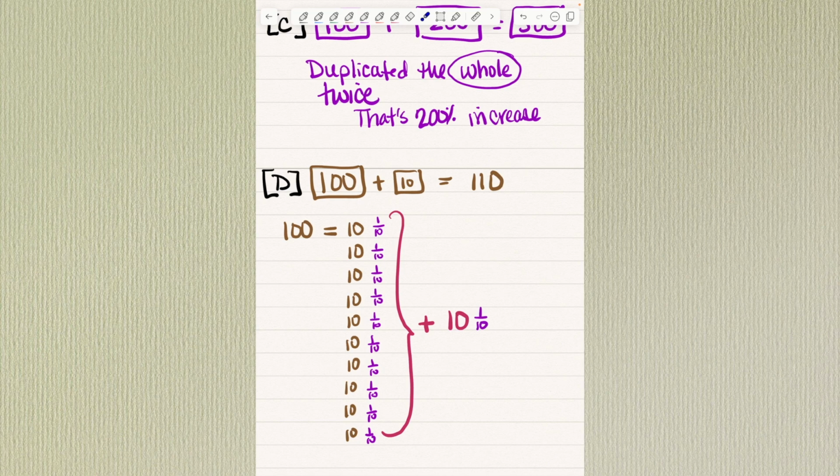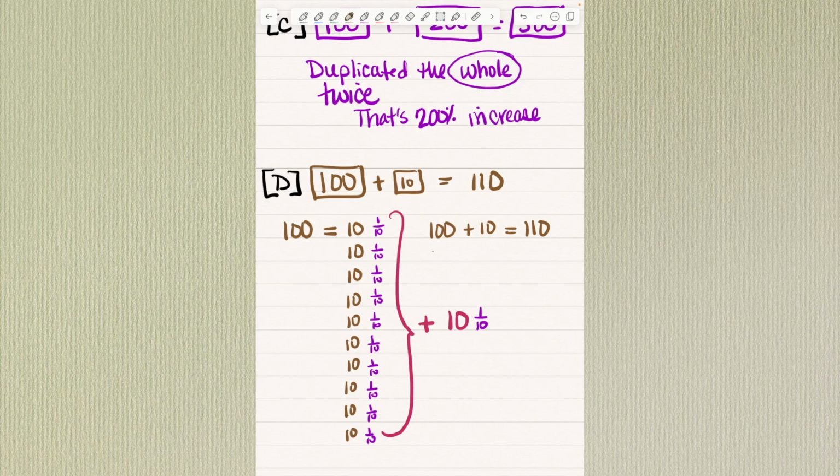10%. And you're like, well, Dr. B, how do you know that that's 10%? Because, let me show you. We took 100 and we added a 10 to it. That gave us 1/10, when you added together 1/10.